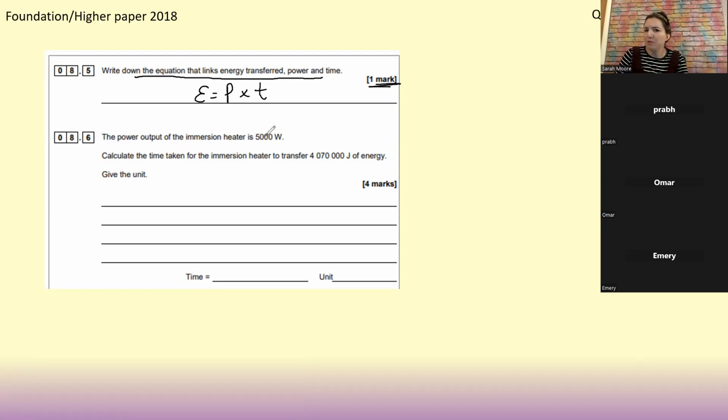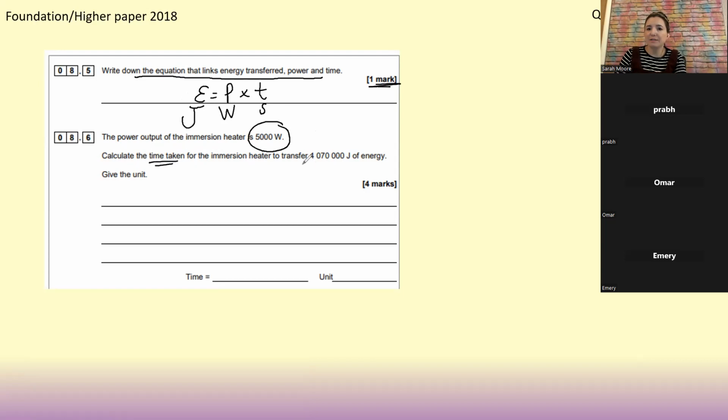So the power output of an immersion heater is 5,000 watts. So power, that's the unit there, is watts. Energy, we already know, is in joules. Time in physics is measured in seconds.